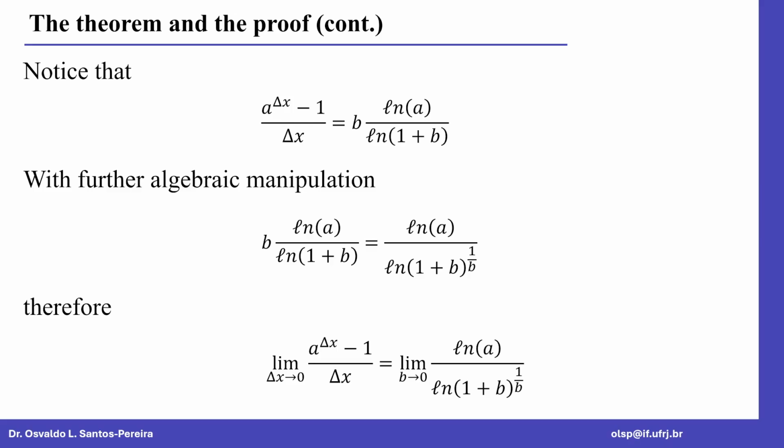With further algebraic refinement, we may rewrite this expression by moving the factor b into the denominator as an exponent of the logarithmic argument. This yields the fraction natural logarithm of a divided by the natural logarithm of the quantity 1 plus b raised to the power of 1 over b. Therefore, as we transition, we find that the original limit we started with is equivalent to the limit involving the new variable b, as shown in the latest equation on the slide.